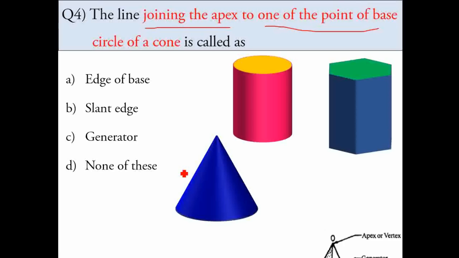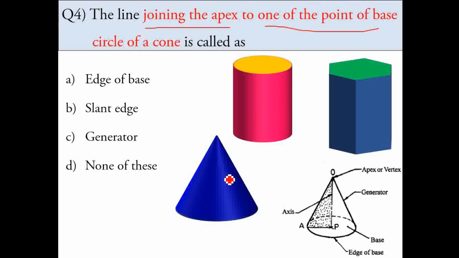In another way, we will take the reference of this diagram also. It is nothing but the line diagram for the conical object. It shows the point O as an apex or vertex, then the axis of the object, then the base of the conical object as a circle, and the line which joins the apex to one of the points of the base, that is nothing but this one, that is called a generator. So the correct answer for this question is option three, that is a generator.